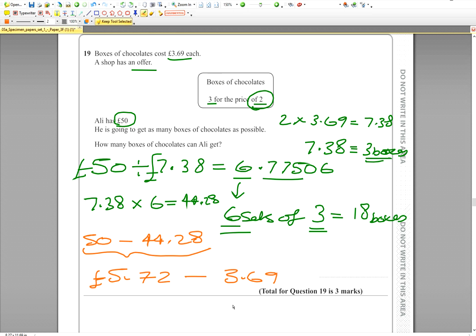We can buy 18 boxes here, and this one here is another box. So how many boxes can we buy altogether? 18, 19. So the answer is 19. I got 6.